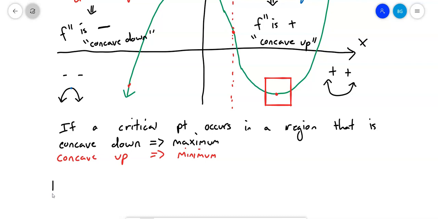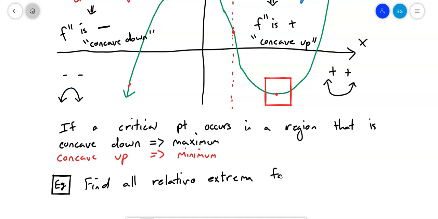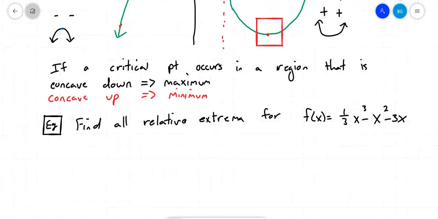All right, let's see here. Example: find all relative extrema for f of x equals 1/3 x cubed minus x squared minus 3x. So we're going to use the second derivative test for this.